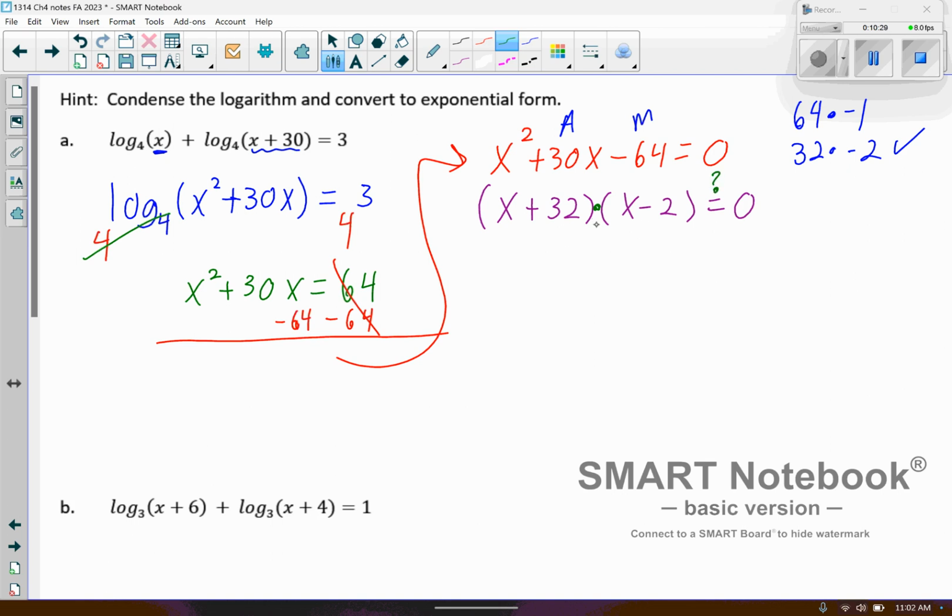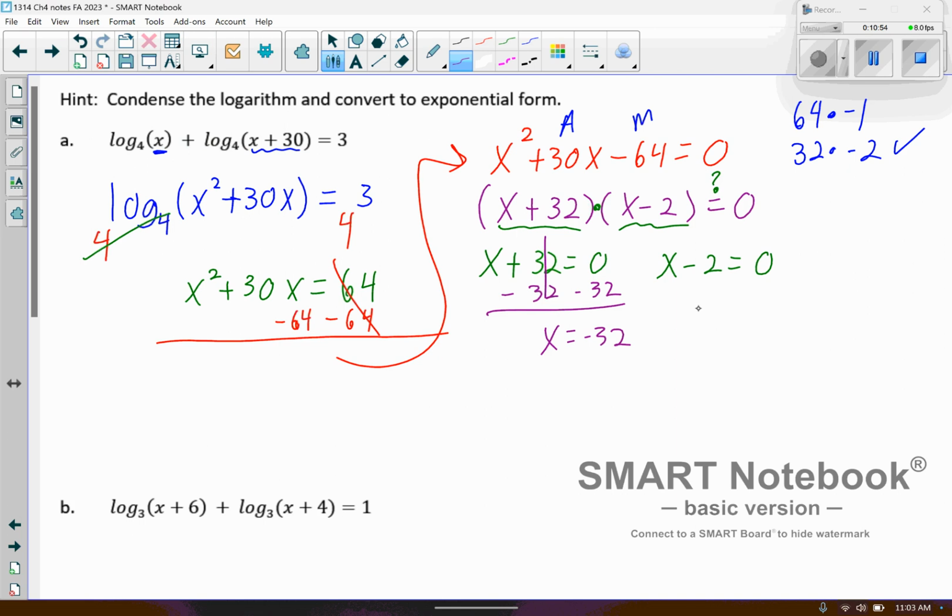And this is kind of a review back from our first unit that involved solving quadratics. If I can figure out whatever makes each individual factor equal 0, it causes the whole left side of the equation to equal 0. So I take each factor, set it equal to 0, and solve. So over here, I'm going to subtract 32 from both sides, and I get x equals negative 32. Over here, we'll add 2 to both sides, and I get x equals 2. So these are my two possible solutions.